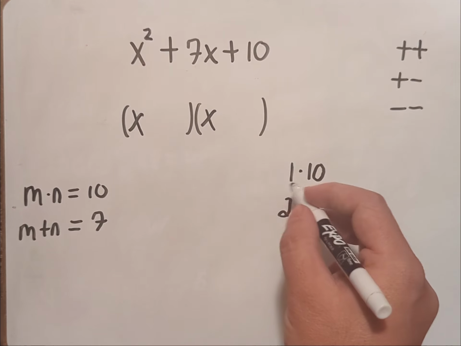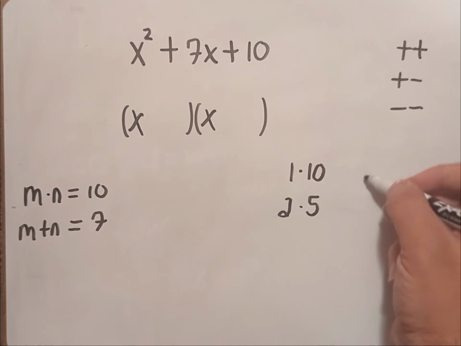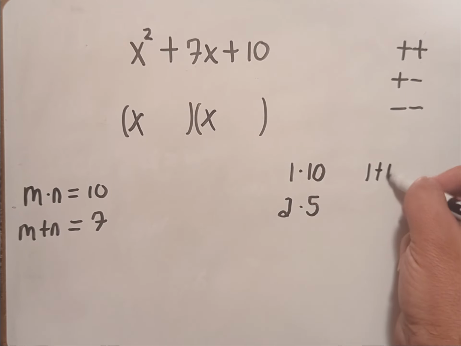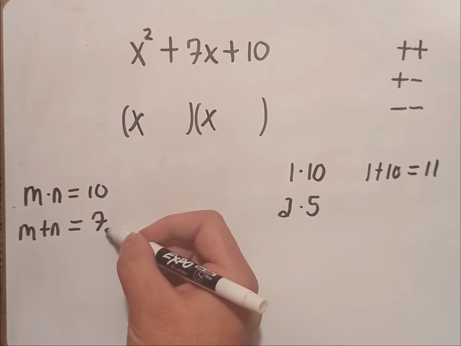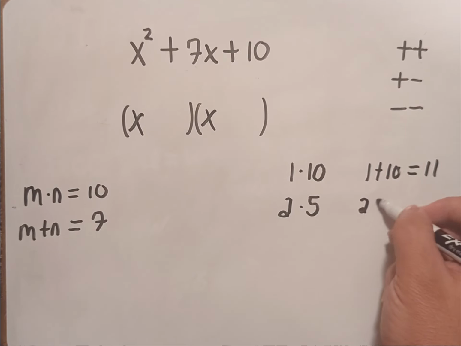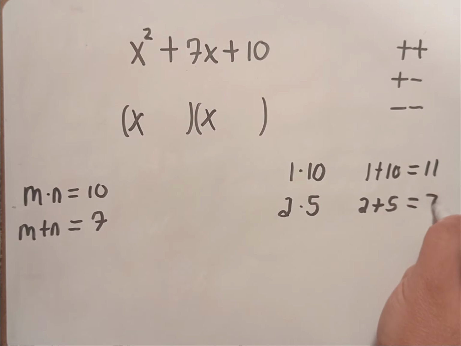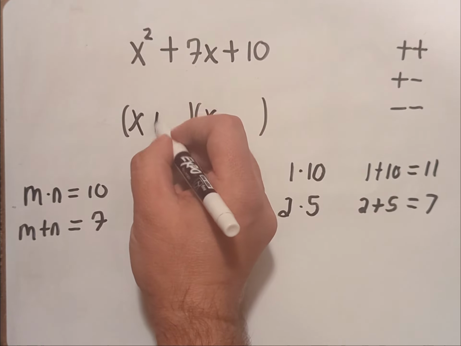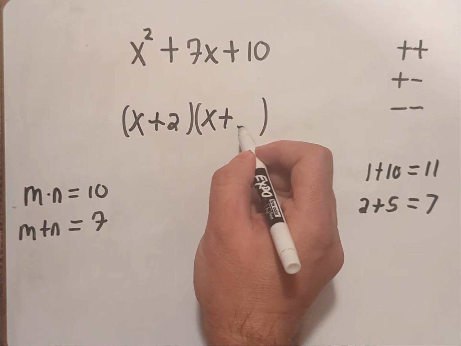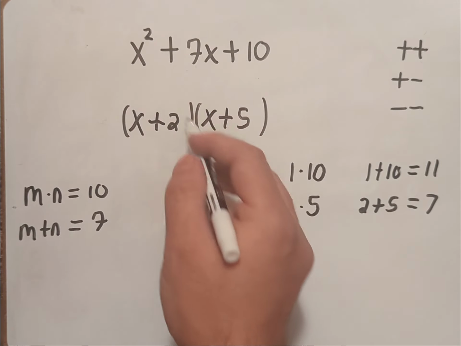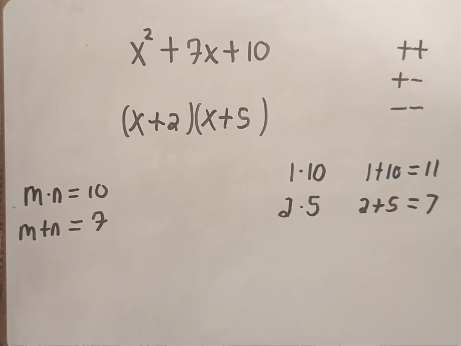Now obviously when you add 1 plus 10 equals 11. So that's not your middle term, so that can't be right. But 2 plus 5 works. So since both numbers are positive, we just put a positive 2 and a positive 5 there. Now it's factored.